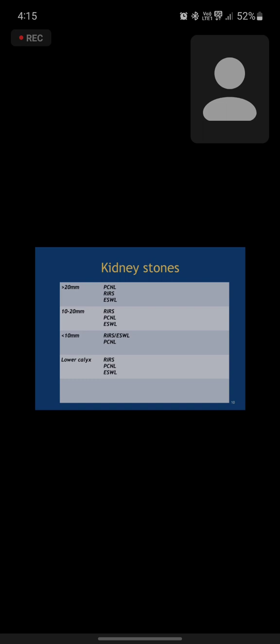Lower calyx stone, generally it has an acute angle with the pelvis. So in some difficult cases we may have to perform PCNL, or if it is favorable anatomy of the lower calyx, we can do RIRS. ESWL is generally not done in lower calyx stone because of the gravity. The stones, even fragmented, will not come out from the lower calyx and will not come out of the kidney.